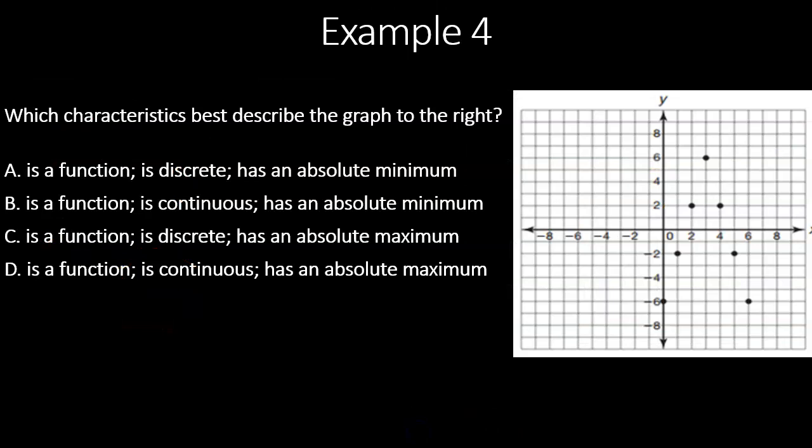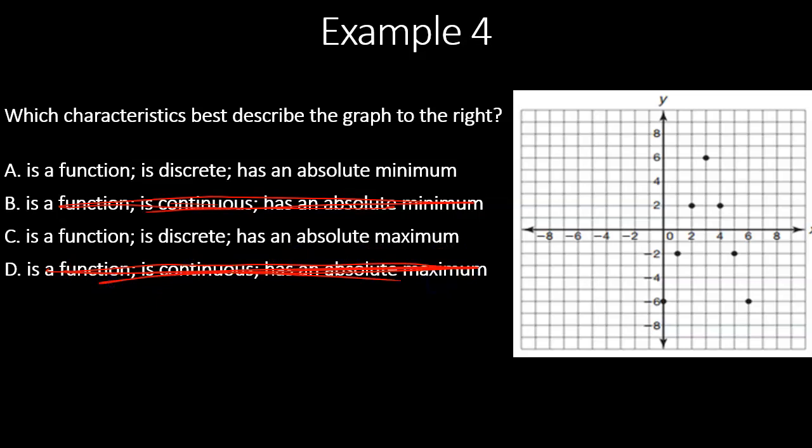All right. Example 4, same thing. Go ahead and pause the screen to answer the question and unpause when you're ready. This one is multiple choice. So which characteristics best describe the graph to the right? So for this one, I would use process of elimination. Right off the bat, I can see that this is not connected, so it's going to be discrete. So B says continuous, so it's out. D says continuous, so it's out.